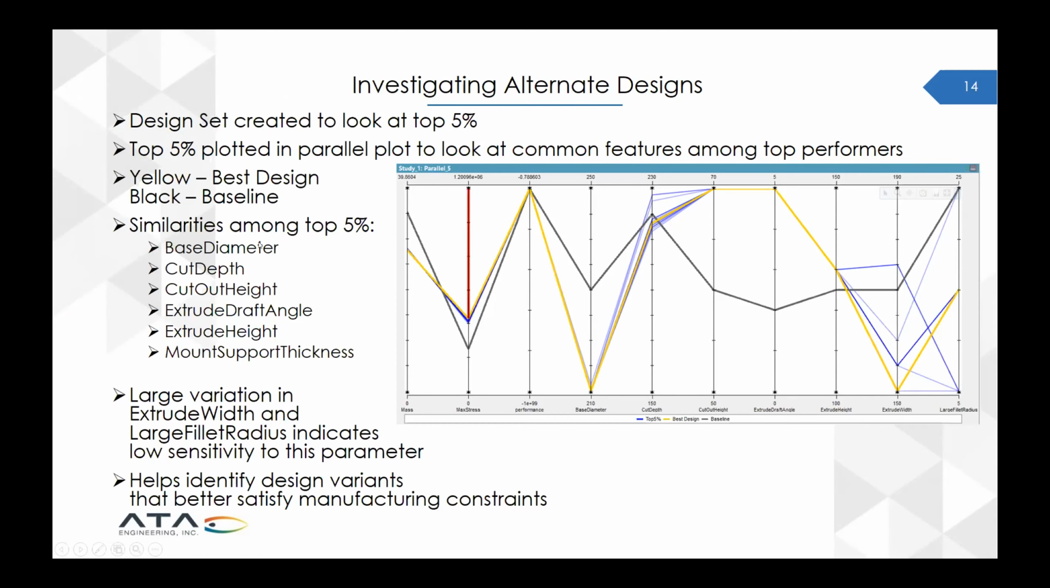You can see that among these best performing designs, a lot of them are very similar in most of the parameters here, but there's large variations in extrude width and large fillet radius. So these are maybe parameters that a designer can play with to make it more manufacturable or meet some other constraint that they're looking at.